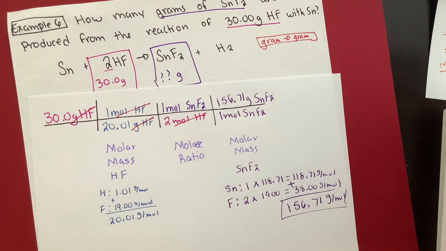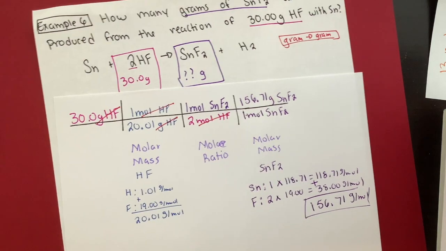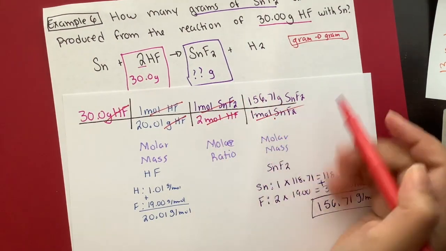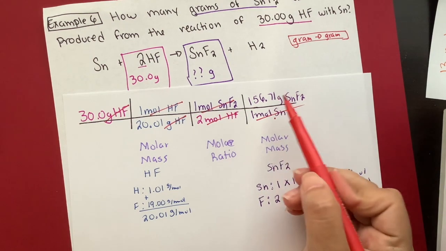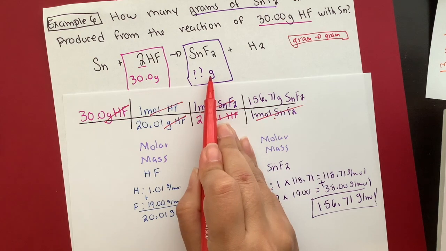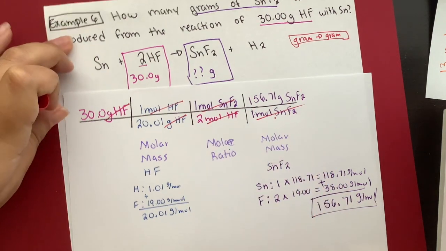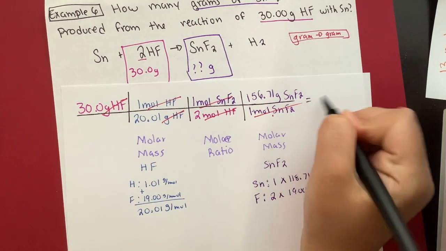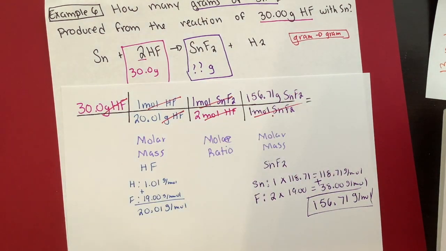Now I'm going to take my time one more time and cross out those units. Moles of SnF2, goodbye. Now the only unit that's left is grams of SnF2. The question is asking me for grams, and I'm giving them grams, so I am finally done. Now my last step is to take out my calculator.